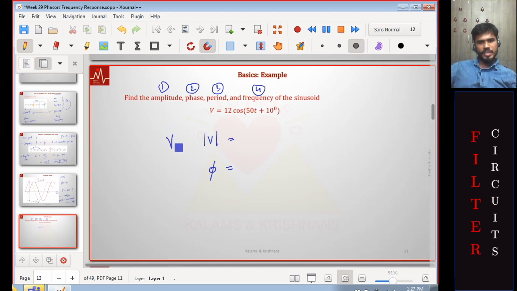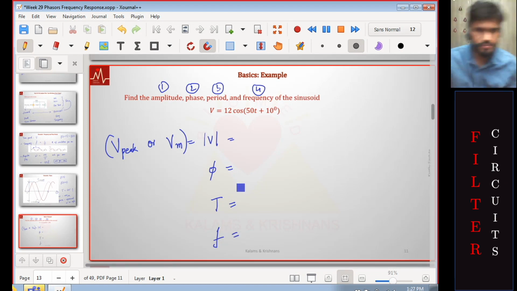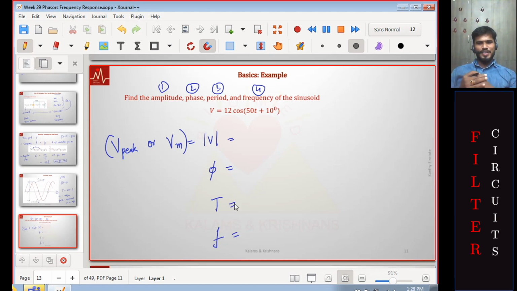And we typically use notation Vm, V max, V peak. What is T? What is F? Some of these are very, very simple. Now, Dinesh Kumar has actually a slightly surprising answer. This is 12 over root 2. Okay.